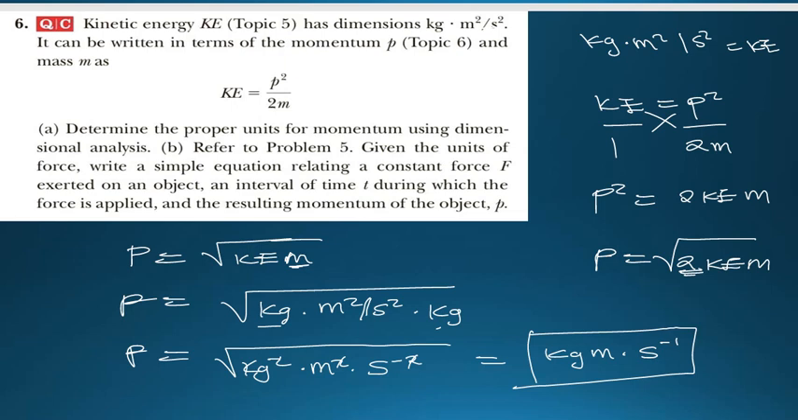Another question. Now, question B, refer to problem 5. Given the units of force, we're going to find the units of force. That's what we are asked to look for. Write a simple equation relating a constant force F exerted on an object, an interval of time t during which the force is applied, and the resulting momentum of the object P.